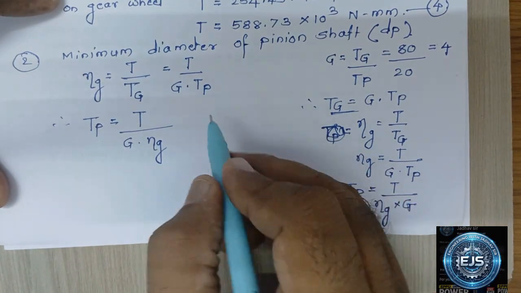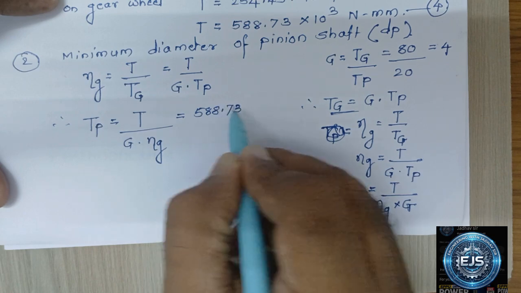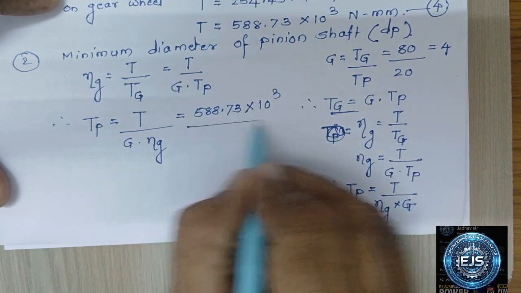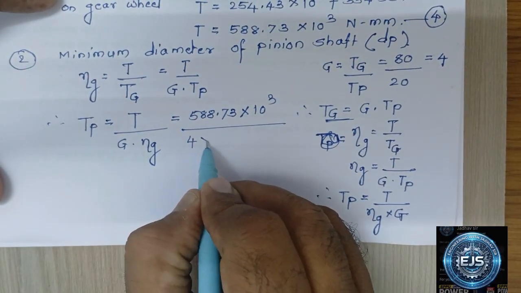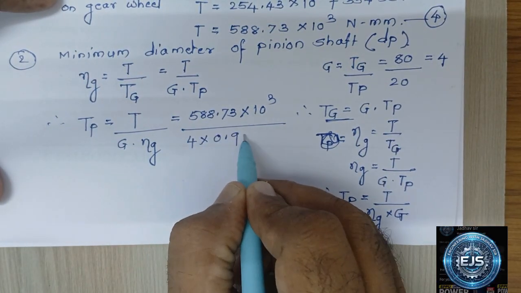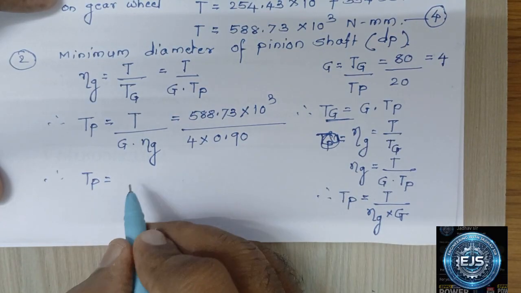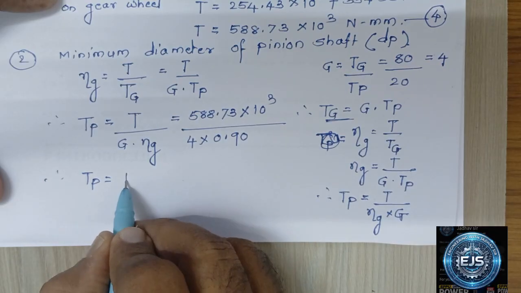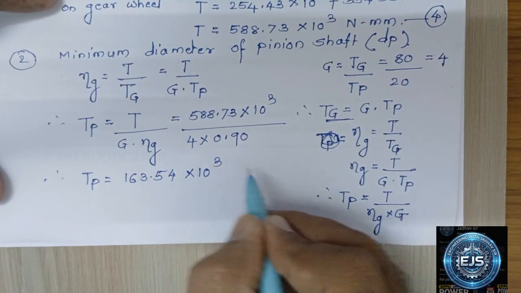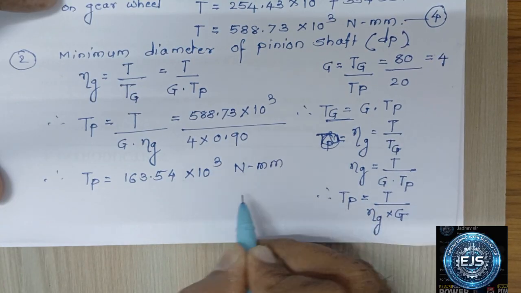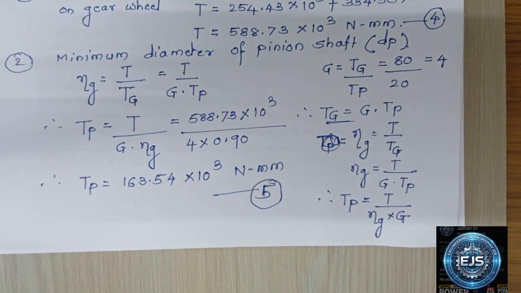So we can put the values now. Total torque is 588.73 into 10 raised to 3, divided by gear ratio, which is 4, and mechanical efficiency is 0.90, that is 90% mechanical efficiency. From this we can calculate the torque acting on a pinion shaft. This comes out to 163.54 into 10 raised to 3. This is the torque acting on a pinion, Tp, the torque acting on the pinion shaft.